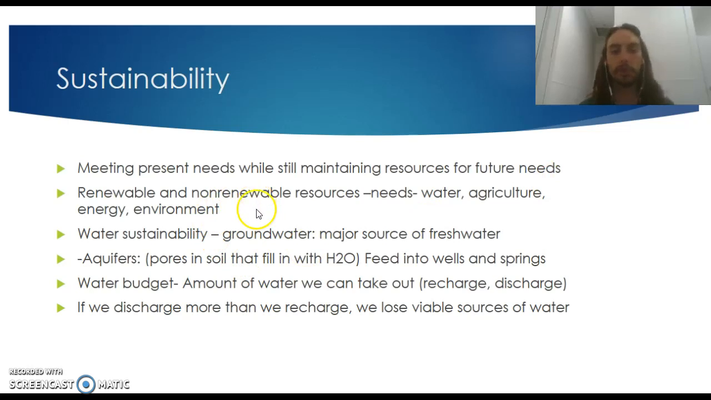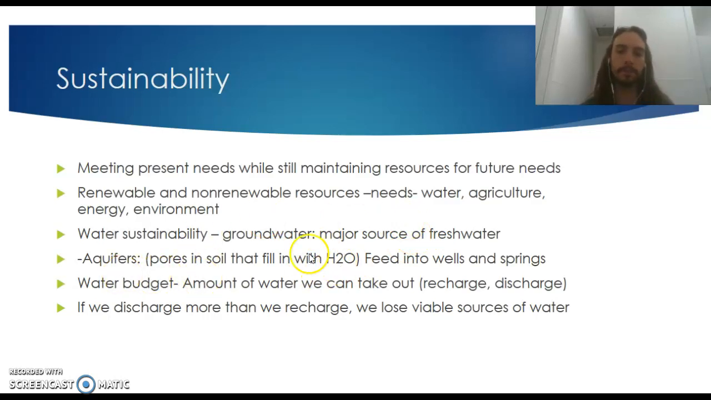So we have renewable and non-renewable resources. We know that. They need water for agriculture, energy, environment. All of these things use renewable and non-renewable resources. So water sustainability is a big thing. Groundwater is our major source of fresh water. It's like 30% of our freshwater source, and our freshwater is only 3% of all of the water on the earth. So if you think about it, we don't really have all that much.